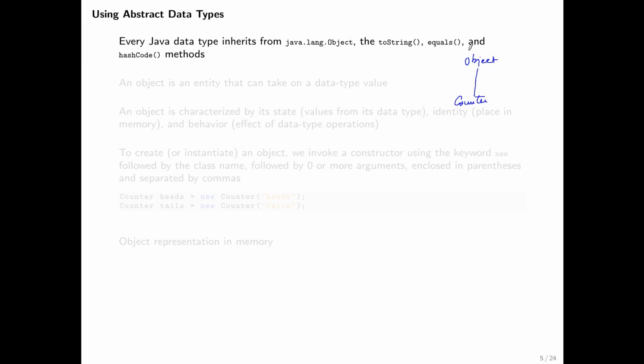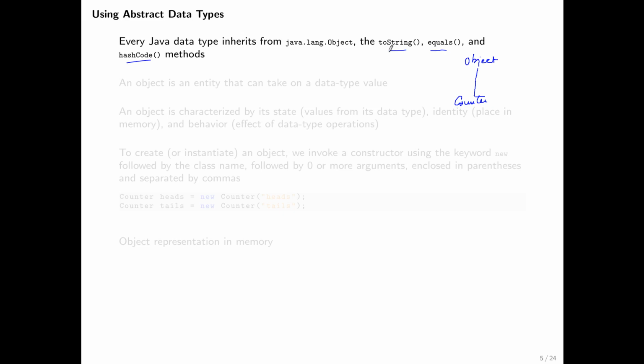Now, this data type Object has some methods in it, such as toString, that returns the string representation of the object, the equals method that can be used to compare one object with another, and the hashCode method, which returns a unique identifier for an object. So these are all methods that are defined in Object. And since Counter, for example, inherits from Object, Counter also inherits these methods from Object.